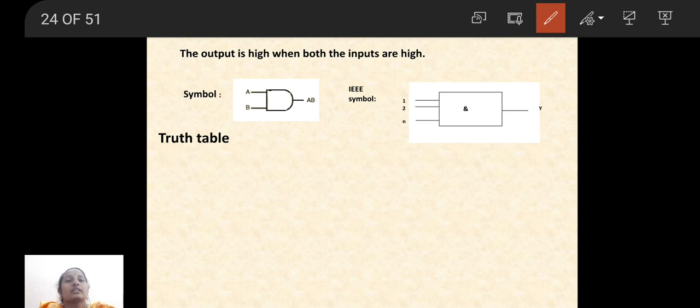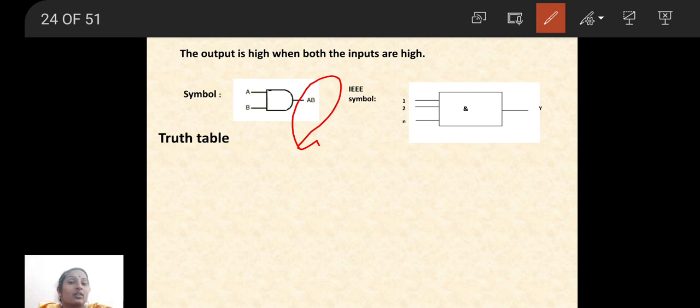And see here, which gate is it? AND gate, with inputs A and B. It consists of two variables, A as well as B. Here it produces the function of product.